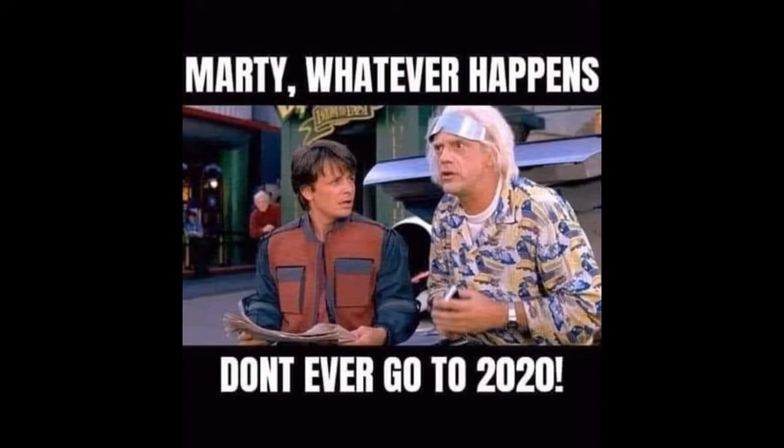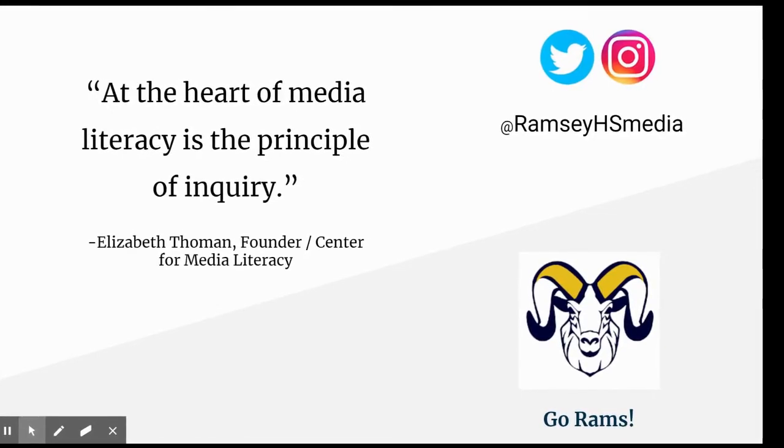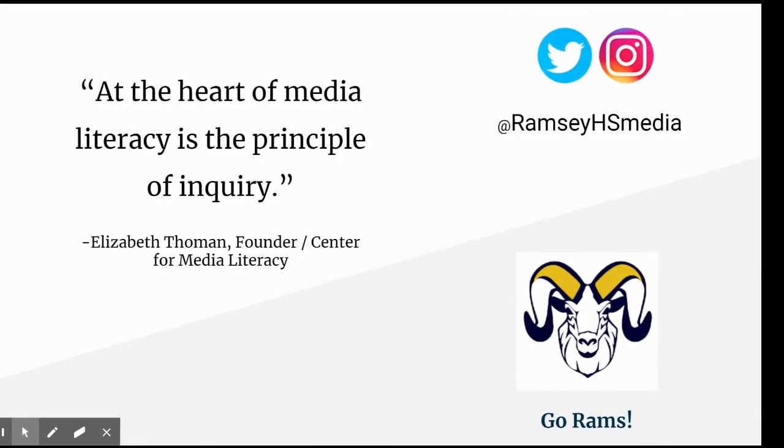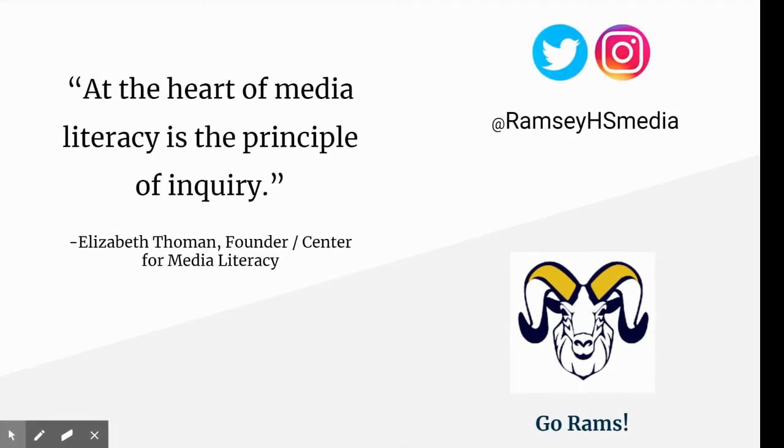Well, I hope you found this presentation on 21st century media literacy skills to be informative, if not downright exhilarating. I'll leave you with this quote by Elizabeth Thoman, the founder of the Center for Media Literacy. At the heart of media literacy is the principle of inquiry.